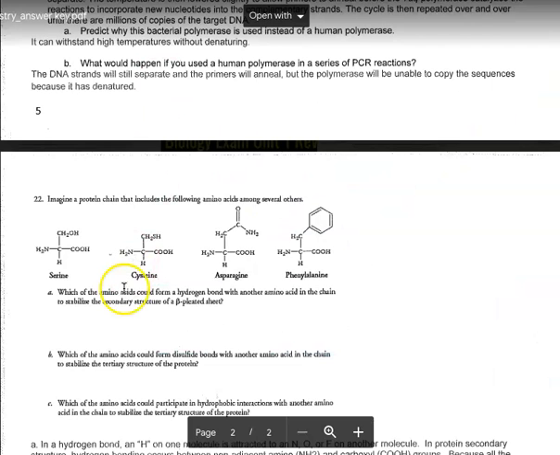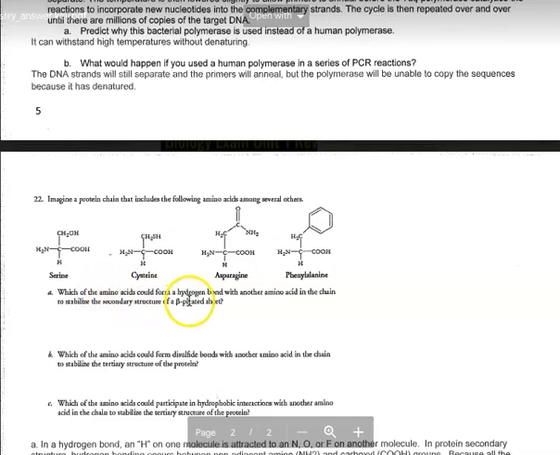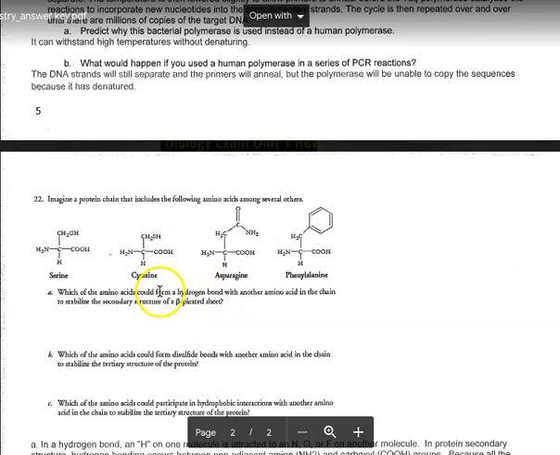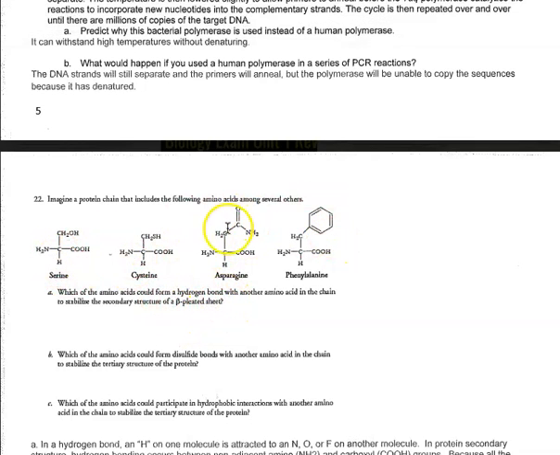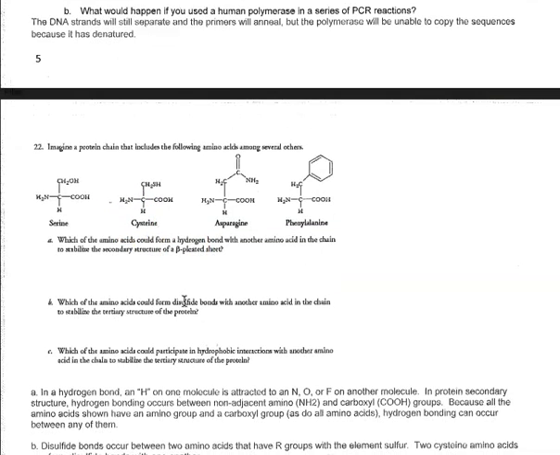So let's go back to the question. Which amino acids could form a hydrogen bond in the chain to stabilize the secondary structure of the beta-pleated sheet? The answer is any of them. Any of these amino acids, because all of them have an amino group and a carboxyl group, hence all of them could potentially create hydrogen bonds for beta-pleated sheets in the secondary structure.